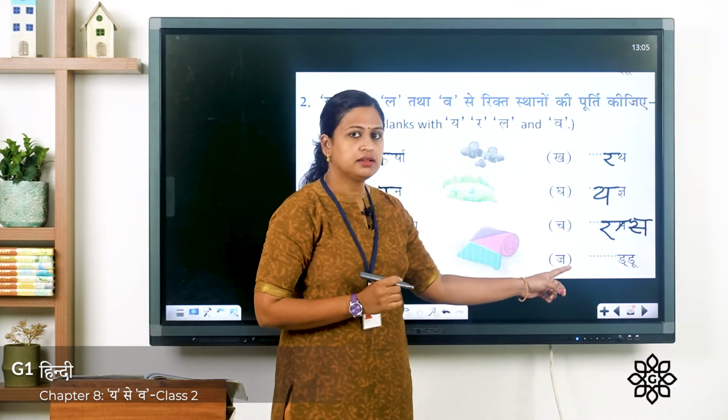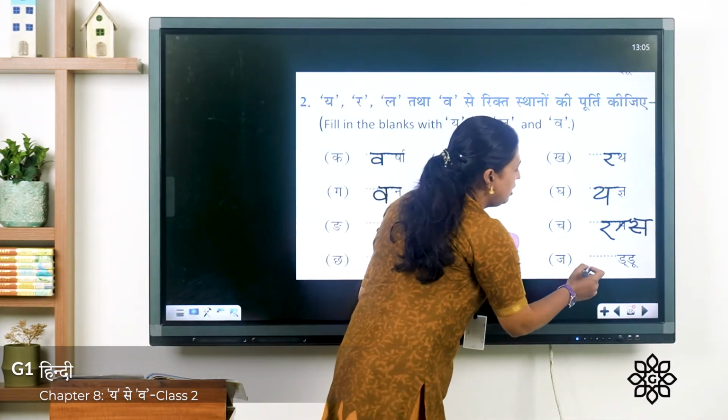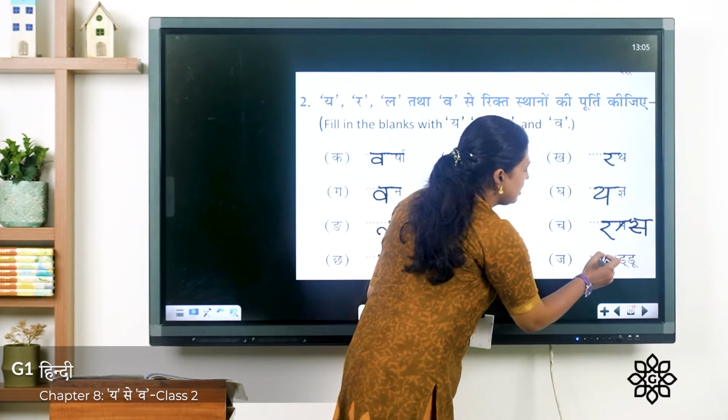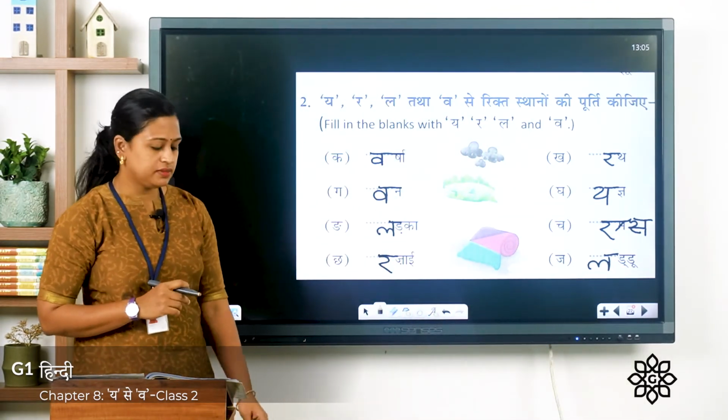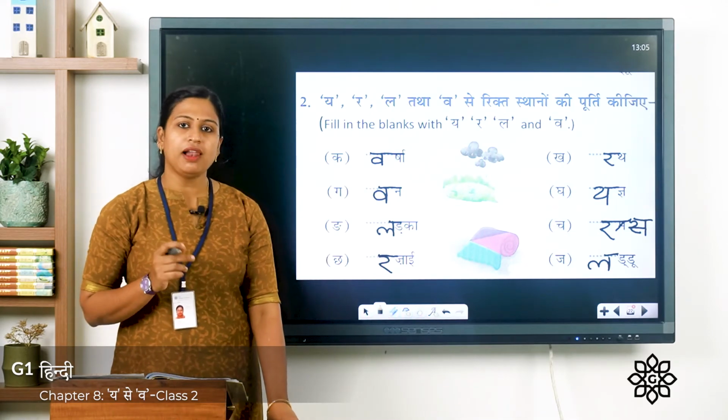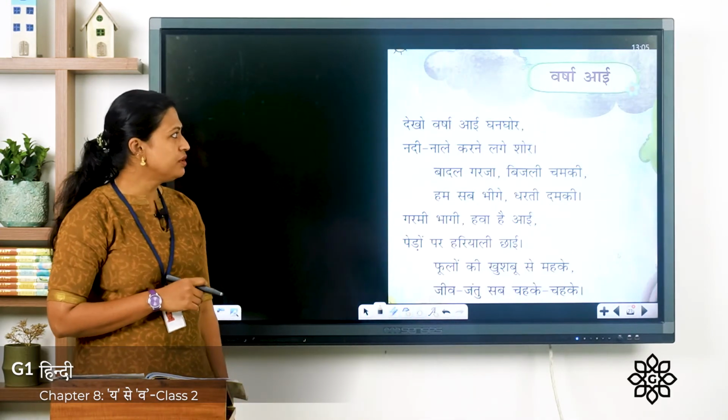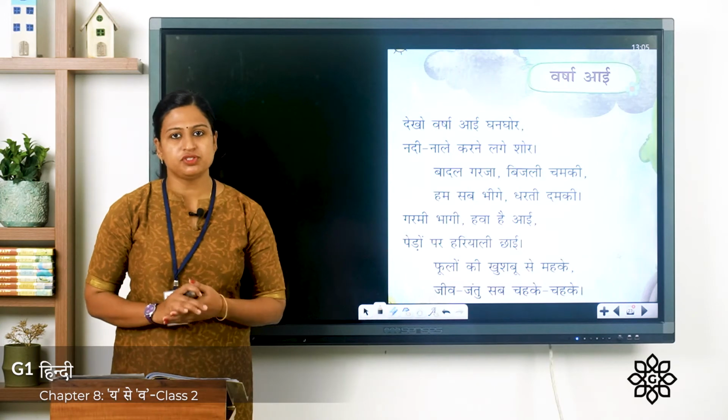Next one is, you can write La. La say Laddu. Laddu, it's a sweet. So I hope you all have written it. Now let's move to the next part of this chapter.